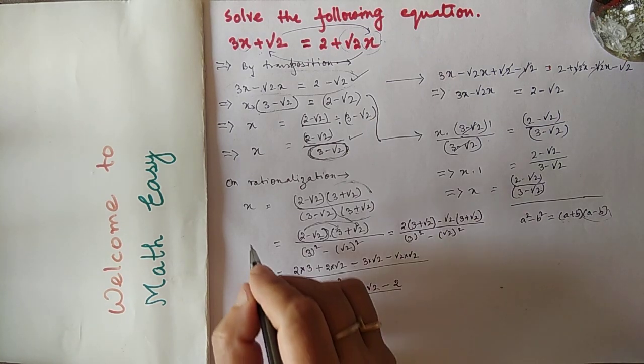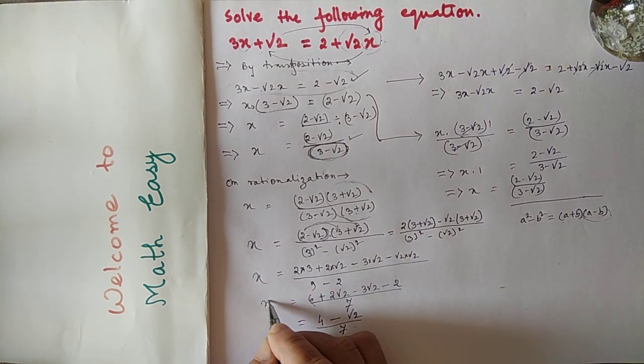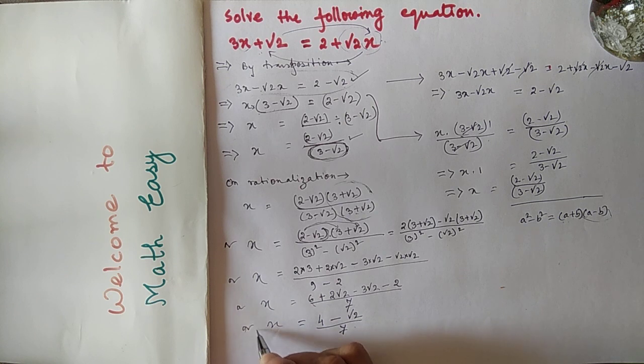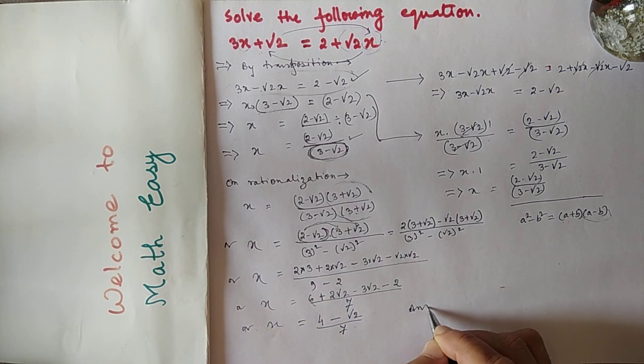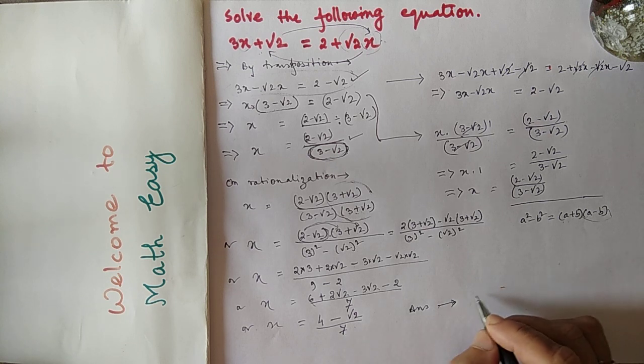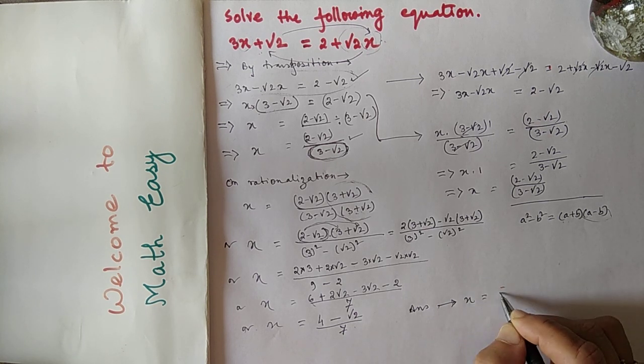So we are getting the value of x here. So the answer is simple, the denominator is free of surd. So the answer is x is equal to (4 minus root 2) by 7.